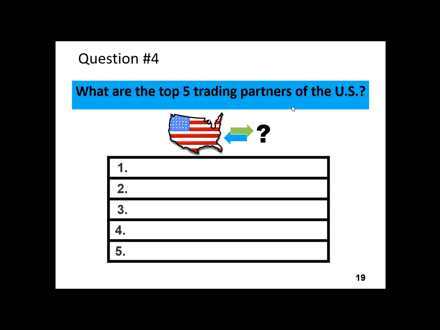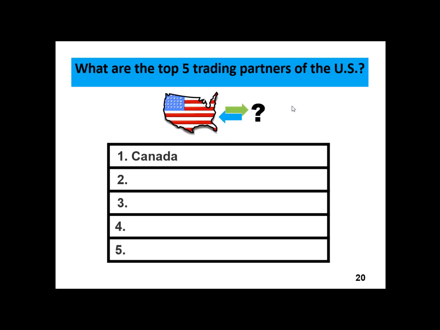Okay, answers to the top 5 trading partners in the US. Number 1 is Canada, believe it or not. And I think a lot of us probably would have put a different country up here. We'll talk about that one in a second. But Canada is at the top, and that actually makes sense because the United States and Canada share one of the largest borders in the world, and most people in Canada live within 100 miles of that US border. So you've got a lot of people living relatively close to the border. There's going to be a lot of trading of goods between the two.